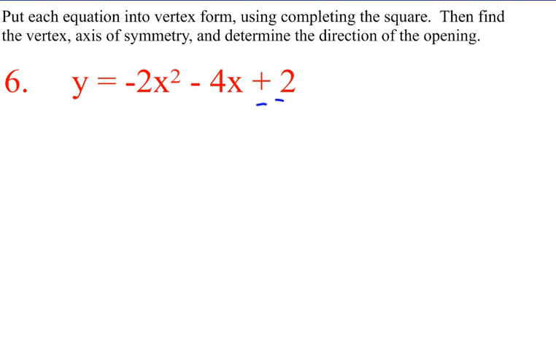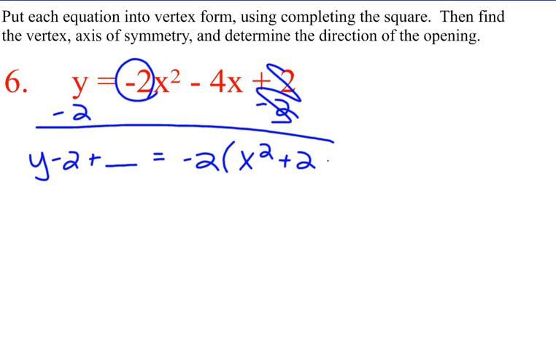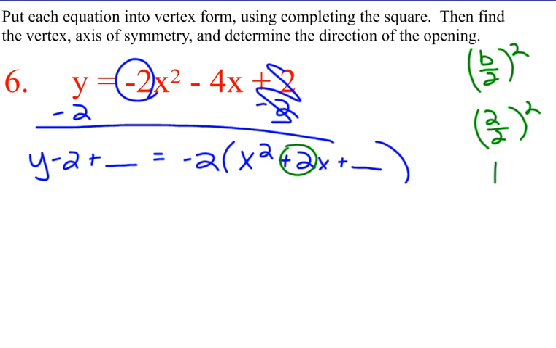Number 6, I will move my constant over first, just like I have in every other problem. Y minus 2 plus blank equals, and then hopefully you notice that negative 2 there. So I would divide both terms by negative 2 and get x squared plus 2x plus blank. Again, I take b over 2 squared, which is 2 over 2 squared, which is 1 squared. So my blank, I get a 1, and then remember we're distributing here. So negative 2 times 1 would be negative 2.